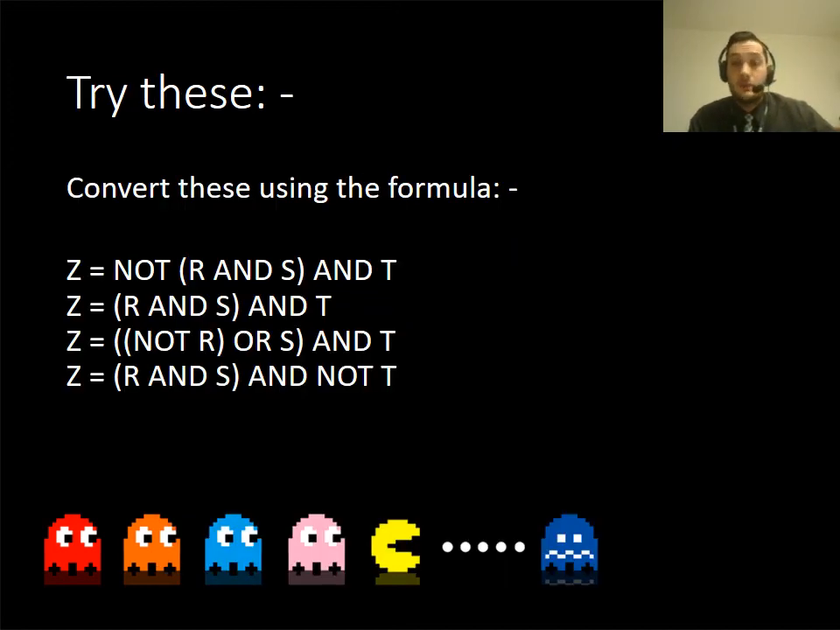What I would like you to do is try and convert these formulas to the symbols that you've seen, so that when you sit your exam, you can recognize them instantly. So we've got NOT R AND S AND T, R AND S AND T, NOT R OR S AND T, R AND S AND NOT T. You might want to pause the video now, give it a go, see how you get on, and I will reveal the answers on the next slide.